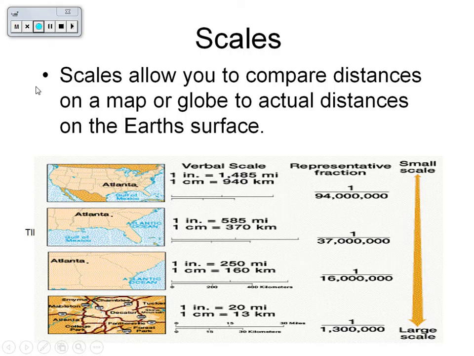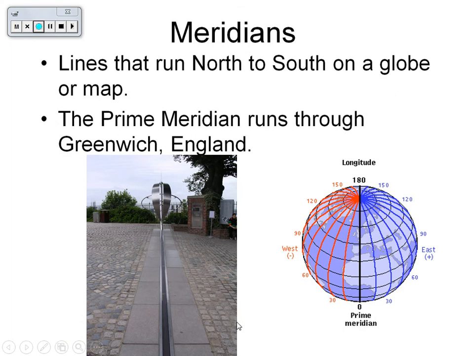And if you notice, the entire country is going to have 1 inch is 1,400 miles. If you just have a part of the country, 1 inch can equal 585. If you're just looking at a state or a city, the scale is going to adjust.